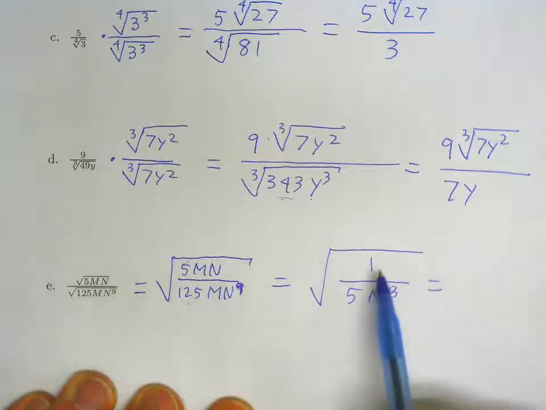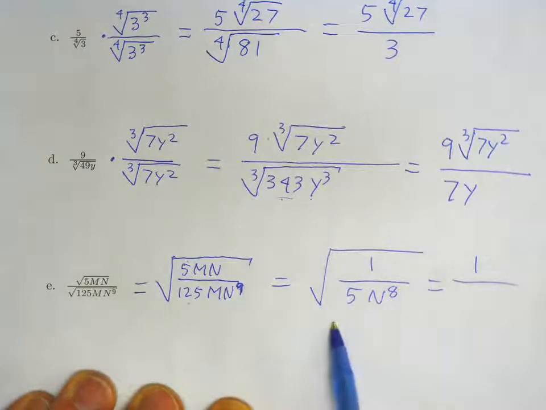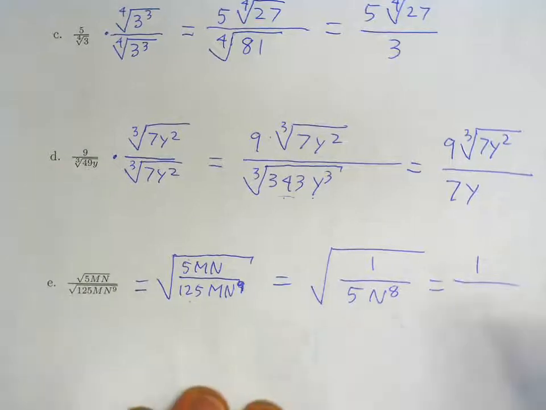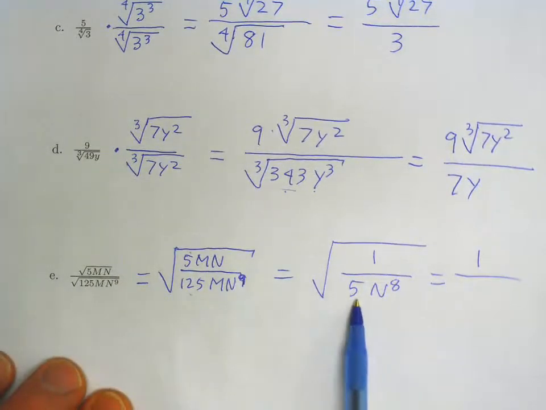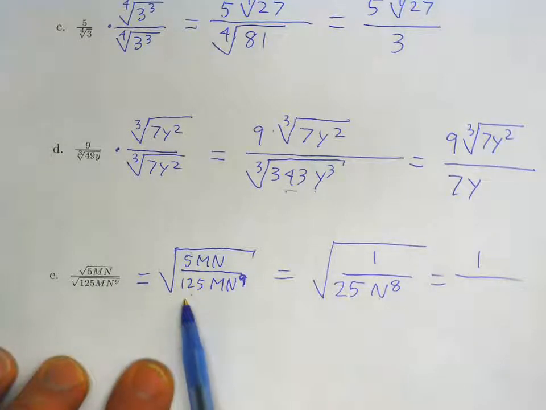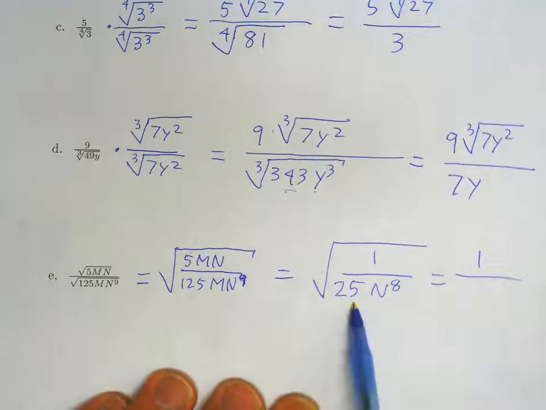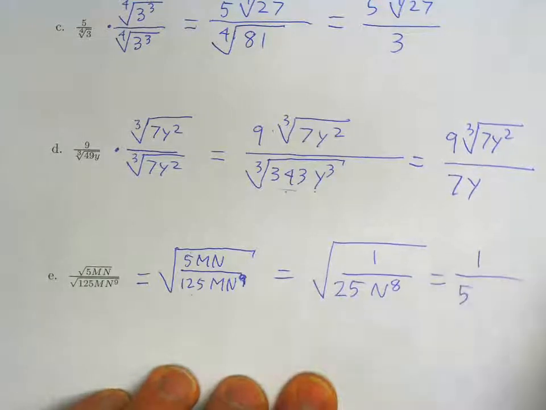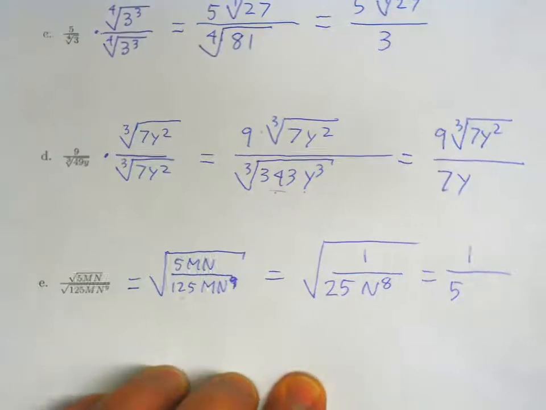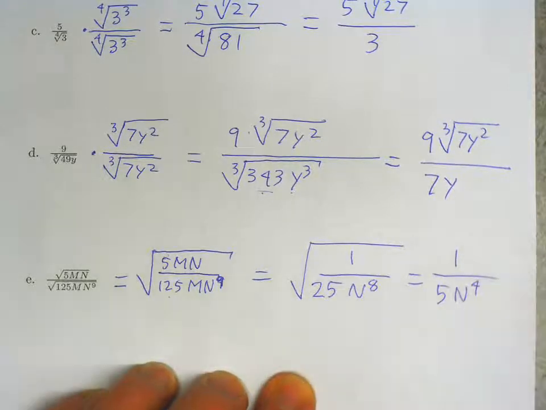And then the square root of 1 in the numerator is 1. And in the denominator, sorry, I wrote 5. This should be 25. 5 over 125 reduces to 1 over 25. And then the square root of 25 is 5 in the denominator. And the square root of n to the 8th is n to the 4th.